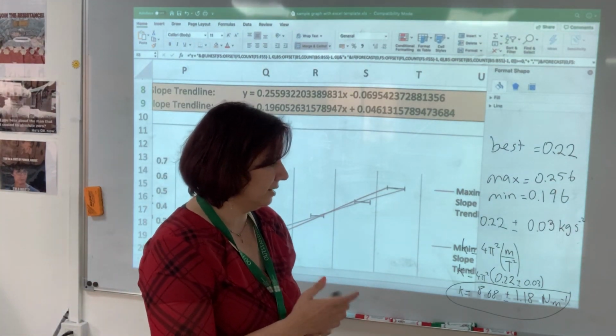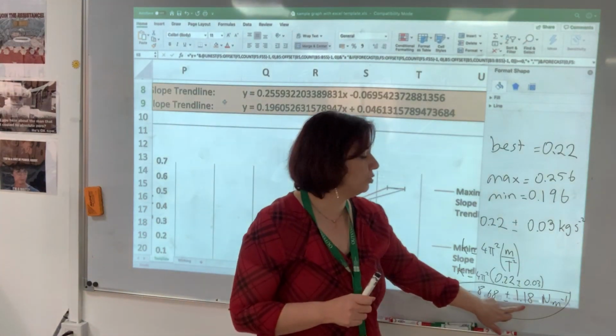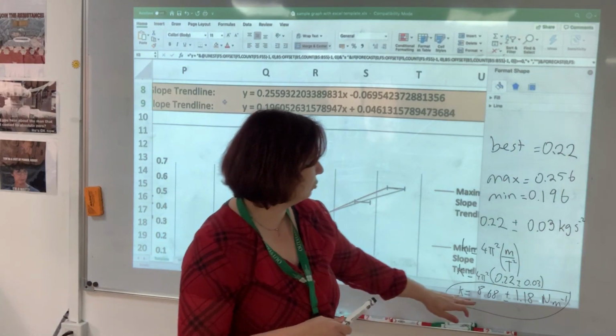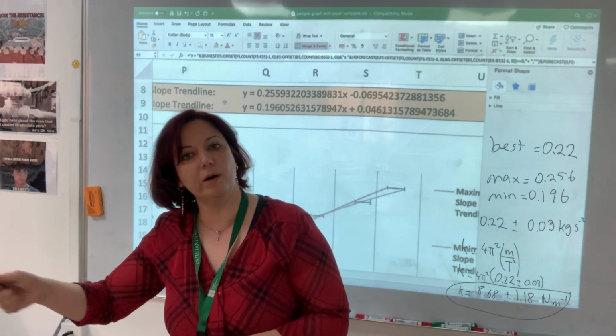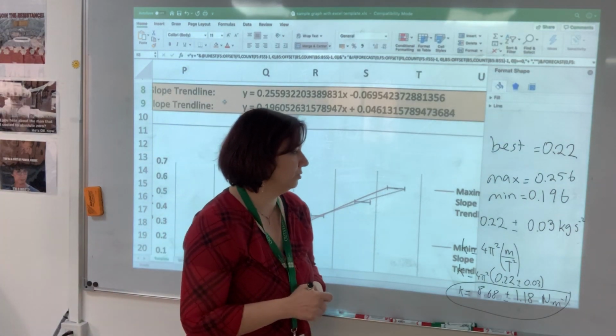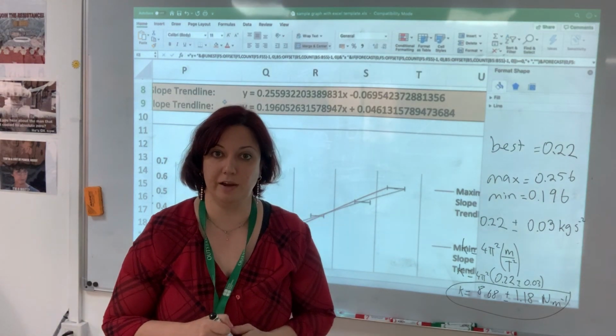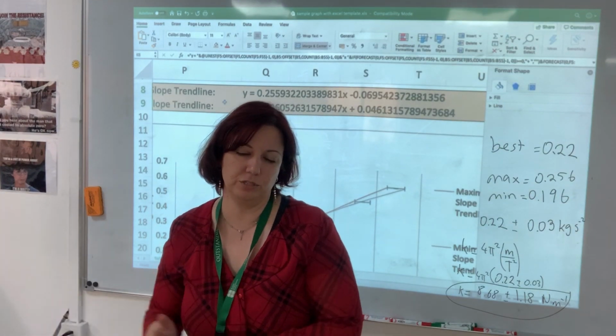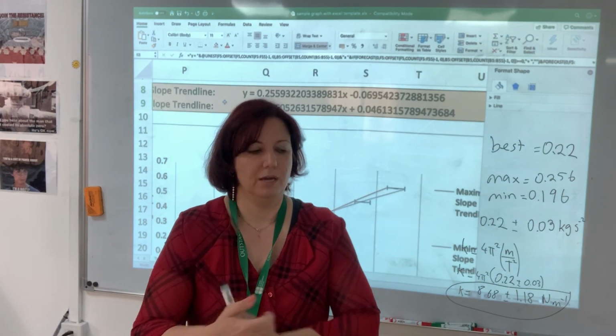Now that is going to give me a range to evaluate my errors, a value to cross-check across the value I calculated using Hooke's law at the beginning, which would give us our experimental error, percentage error, and you can write your evaluation after that point.